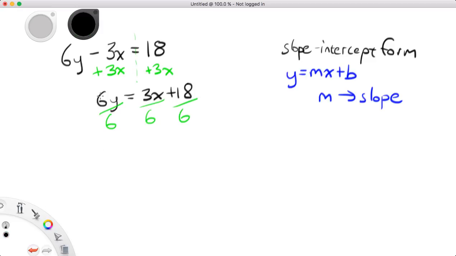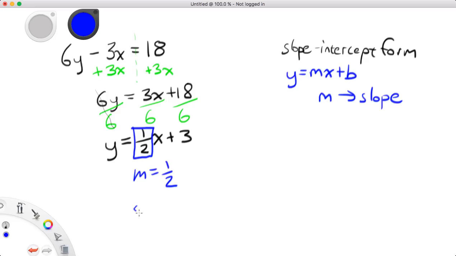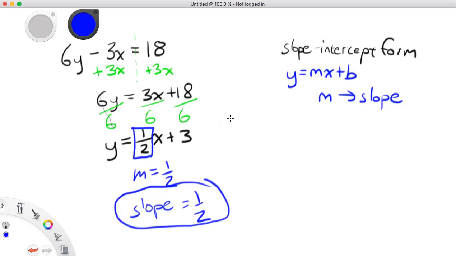Remember, since there's no minus sign here, that means that there's going to be a plus sign, and that's why we put 3x plus 18. Okay, then our next step is we're going to divide by 6, because the inverse operation to multiplication is division. Divide by 6. These two cancel out because 6 over 6 cancels out. You're left with y equals 3 over 6 is 1/2 x plus 18 divided by 6 is 3.